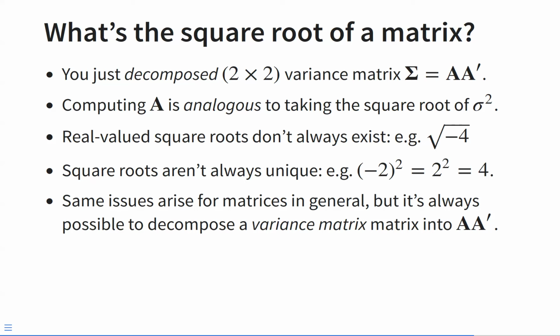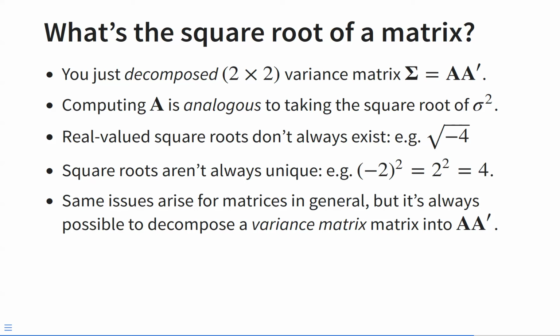So in a sense, computing A is analogous to taking the square root of sigma squared. If I asked you, how do I take a standard normal random variable and give it a variance of 4? Well, you would think about this for a moment and say, aha, to get a variance of 4, I need to multiply by 2 because 2 squared is 4 and variance is quadratic. So multiplying a random variable by a constant scales the variance by that constant squared.